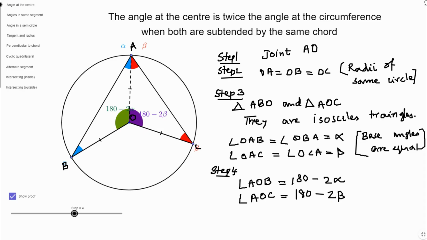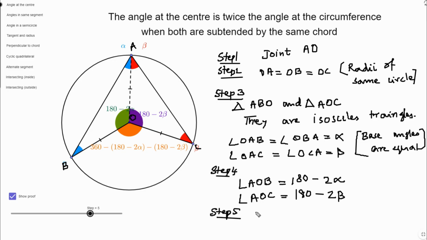Now we will move on to the 5th step. We are using another property of angles at a point. The total angle at a point is 360. So we have to take these two angles away from 360 to get the angle at the center. So we will write it down.